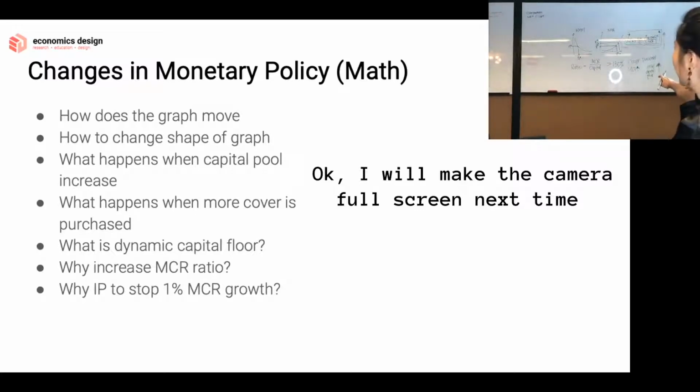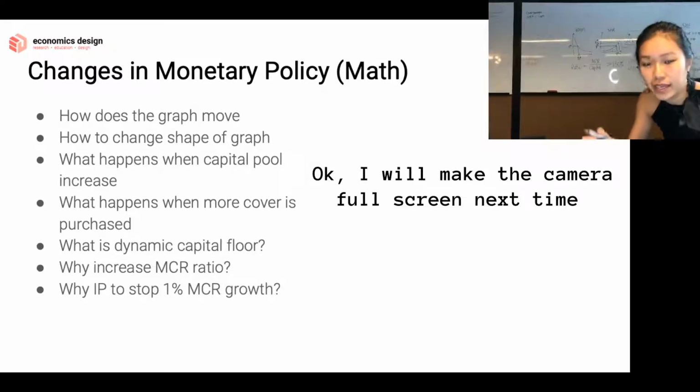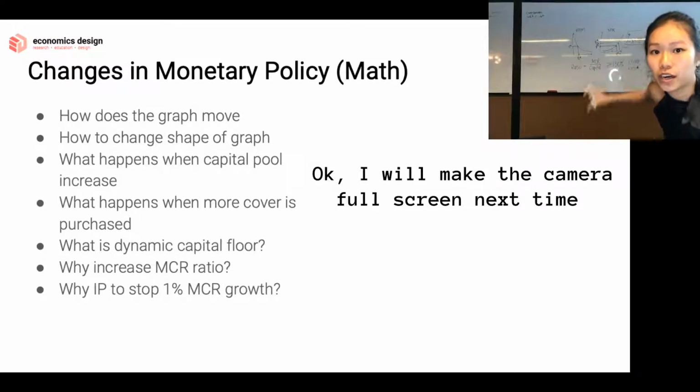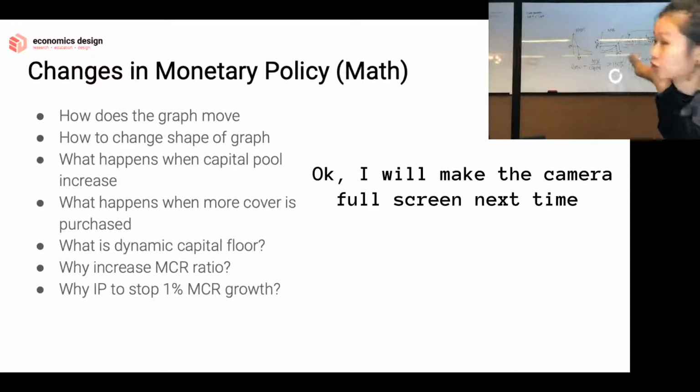And so now we have two variables. We have the MCR increasing, and then we have the total capital pool increasing. And this is important to note, because the ratio of both of them is quite important in determining the price of the token. So now we have to see which one increases more.